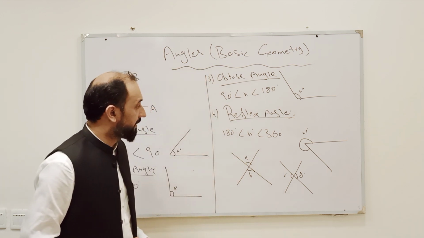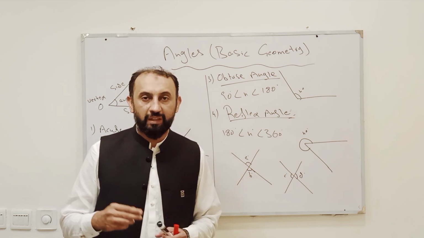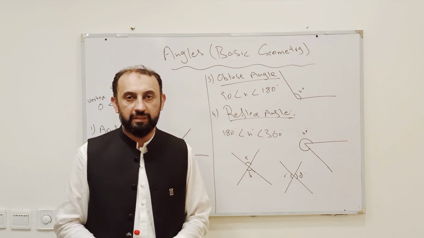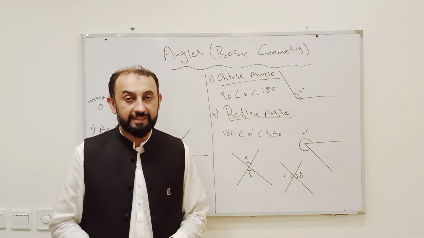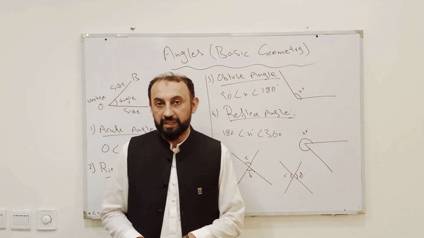And now we will discuss the adjacent angle. So adjacent angles share a common side and a common vertex, and lie on a straight line. We can say that this is the adjacent angle. So what about the complementary and the supplementary angle?